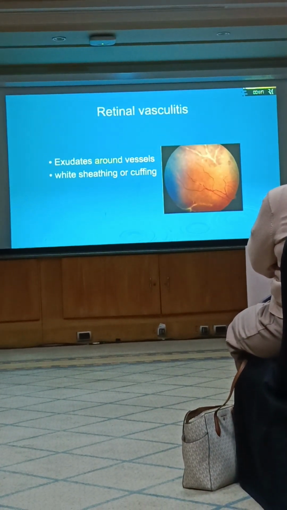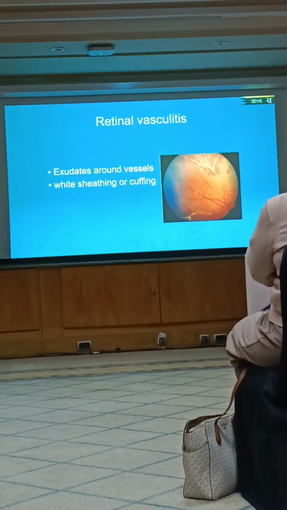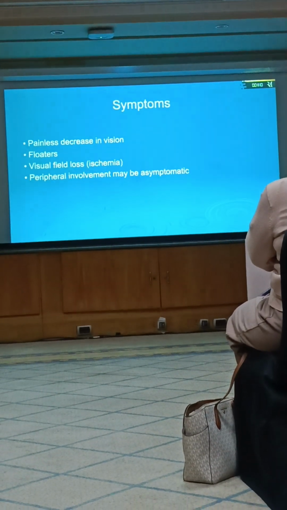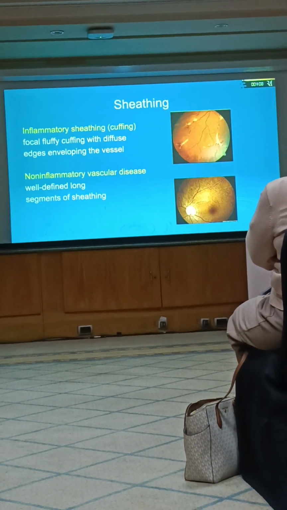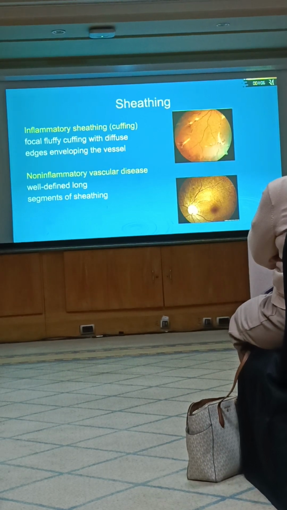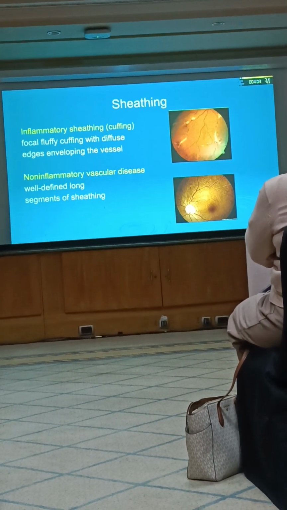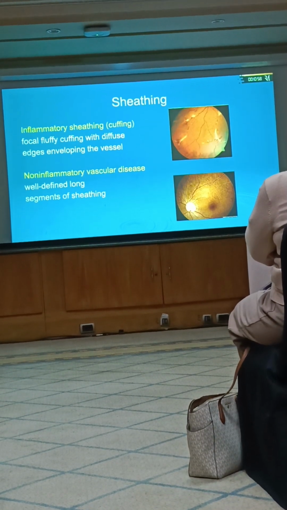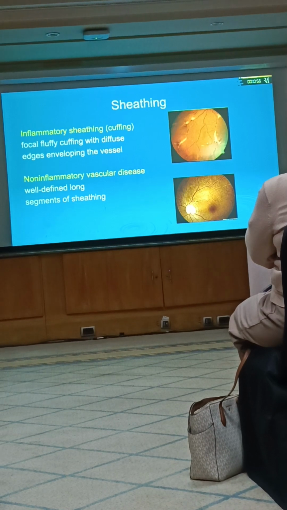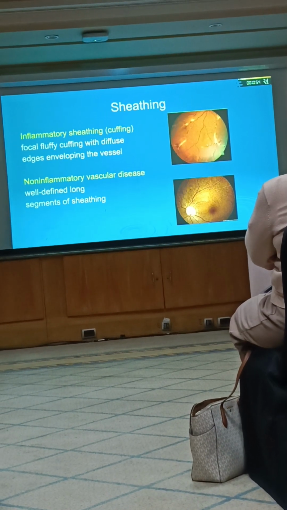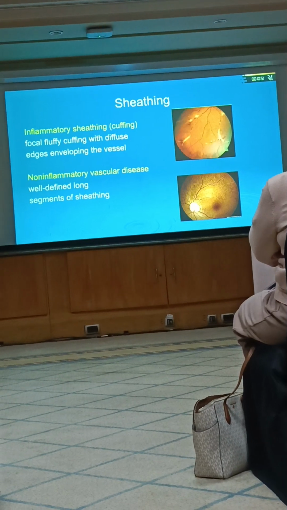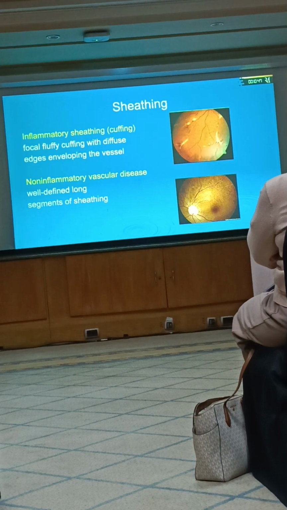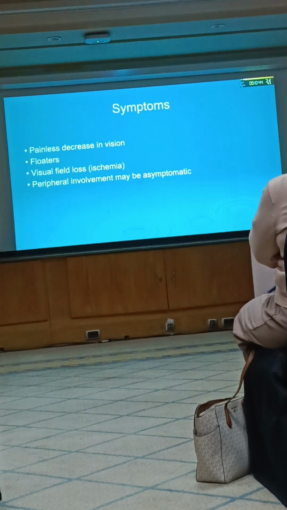By definition, it is exudates around the blood vessels, or white sheathing or cuffing. There is an important piece of information that we should know before proceeding with this lecture. We have to differentiate between inflammatory sheathing and non-inflammatory sheathing. We know non-inflammatory sheathing accompanies hypertension, for example. It is well defined, with long segments of sheathing, but in inflammation we usually have focal frothy cuffing.